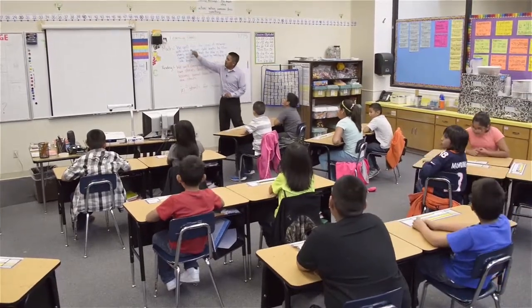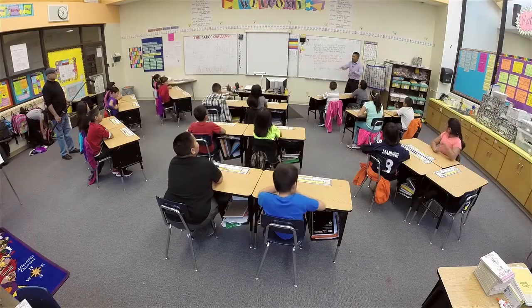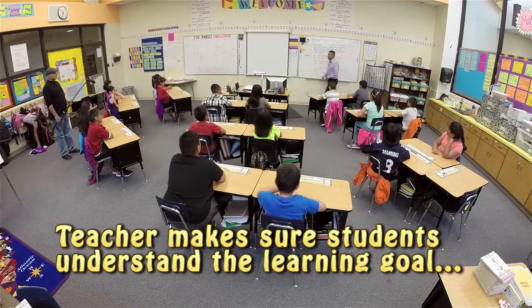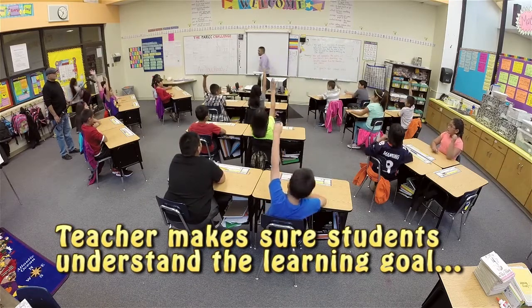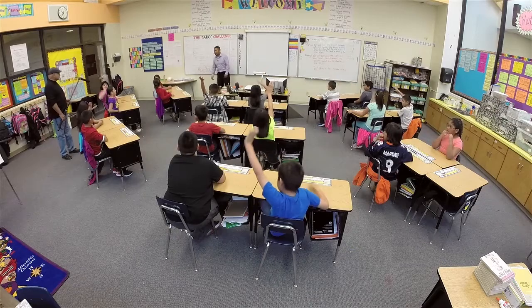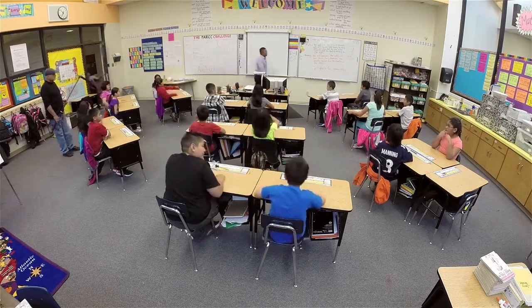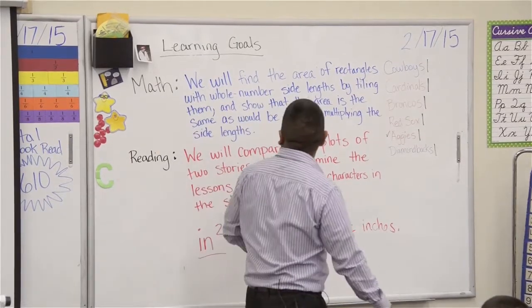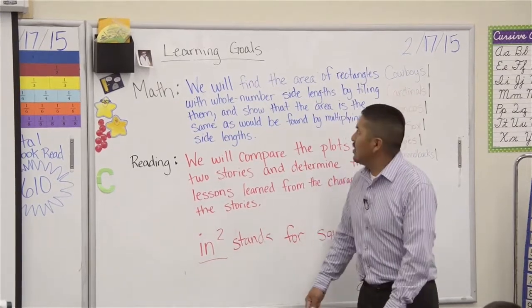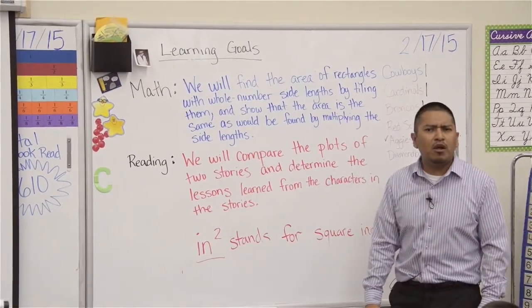Okay, so basically going back to our learning goal, we will find the area of rectangles. What shape is that desk? Raise your hand if you can tell me what shape of that desk is. Okay, Ileana. It's a rectangle. So basically we're going to find the area of rectangles with whole numbers. Okay, what are whole numbers? Who remembers what whole numbers are?